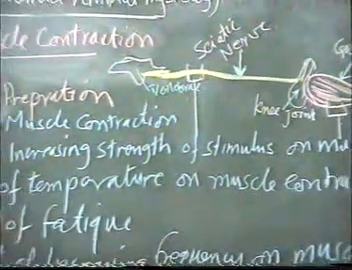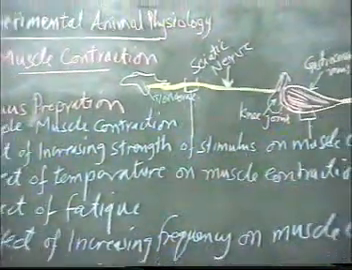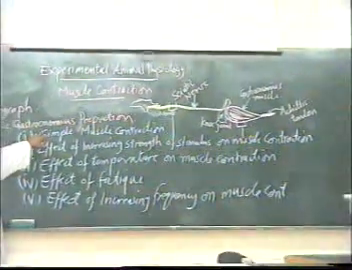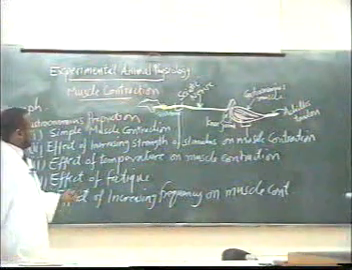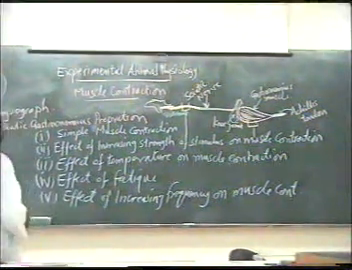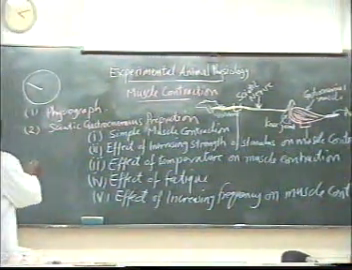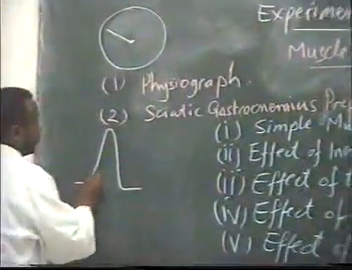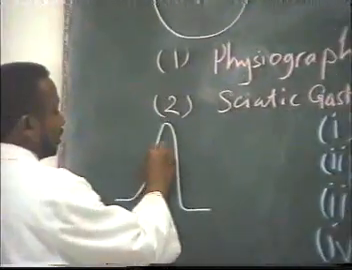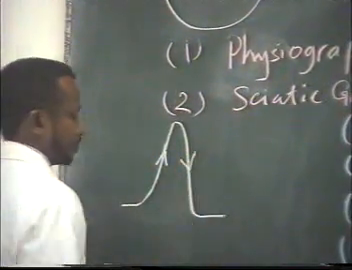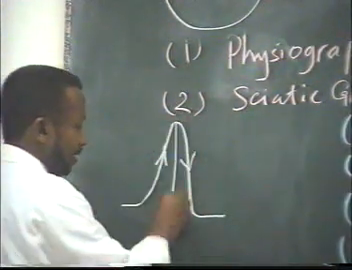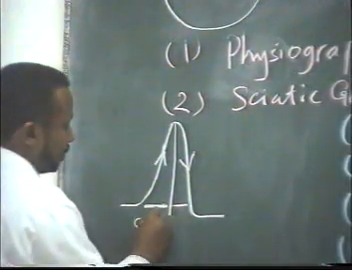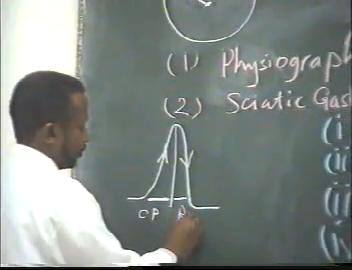After we fix our preparation, we start showing the simple muscle contraction by applying the optimal stimulus for contraction, and then we get the record for simple muscle contraction, which looks like that. So this is the contraction, and this is the relaxation. This will be the contraction period, and this will be the relaxation period.